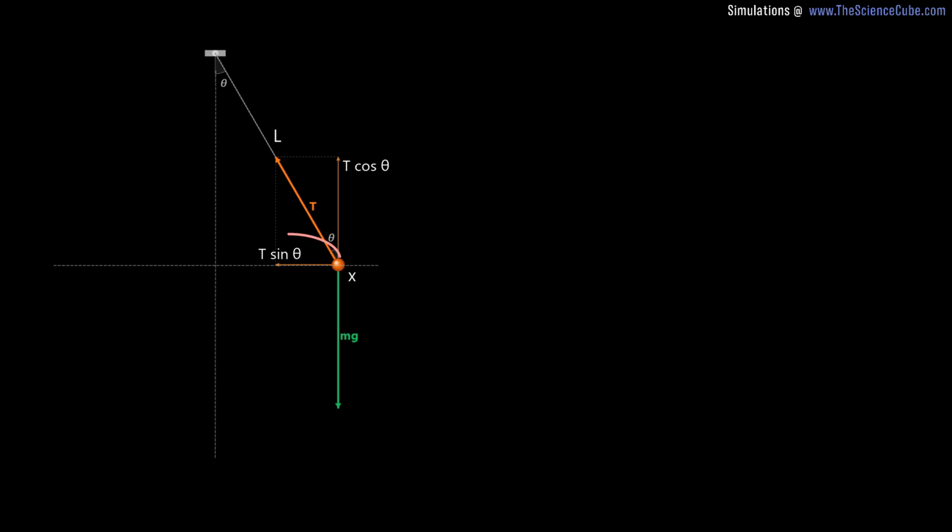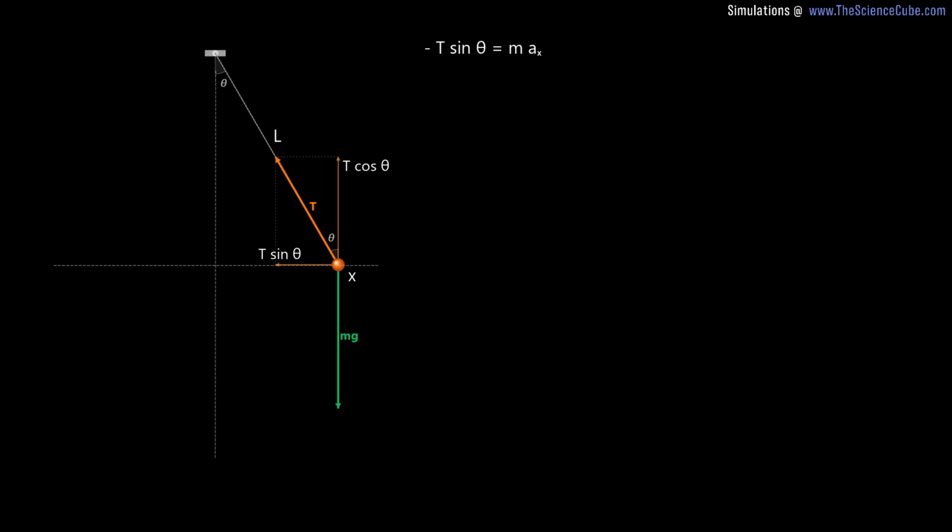Now let's apply Newton's second law to the x direction first, and we see the only force in the x direction is this one. So we write minus T sin theta is equal to m a_x, where a_x is nothing but the acceleration in the x direction. And why the minus sign here?